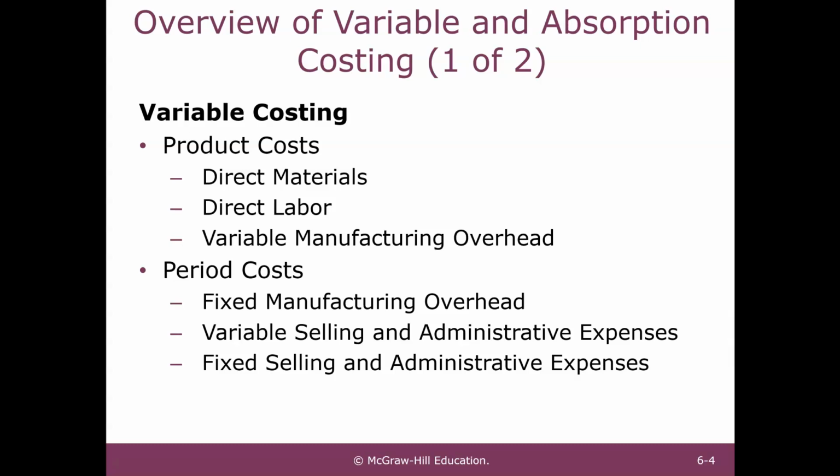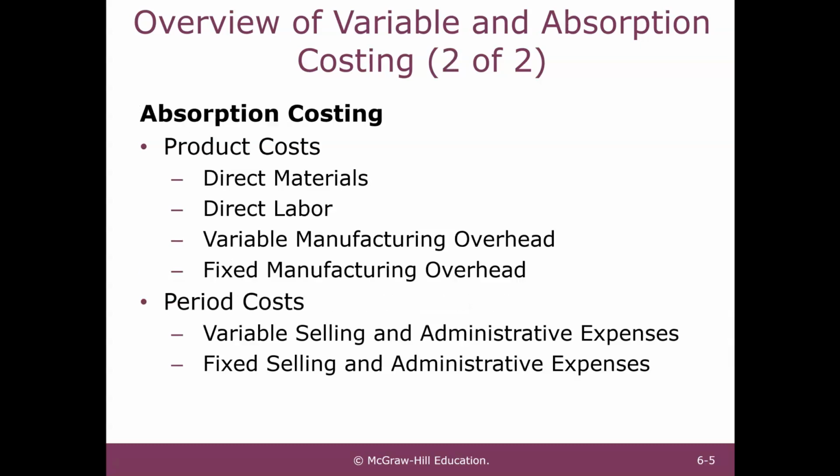Fixed manufacturing overhead under variable costing is a period cost and expensed out each month instead of attaching to the unit sitting in inventory. Under absorption costing, however, you still have the same direct materials, direct labor, and variable overhead. But then you also have the fixed overhead. Absorption costing absorbs all of the costs that has to do with the product. The only period cost would be the selling and administrative expenses, both fixed and variable, that are expensed out monthly.